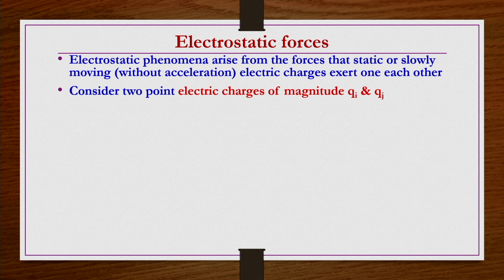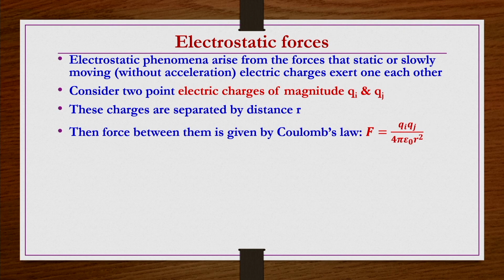They are magnitudes of point charges, and these are separated by a separation distance r. Then the force acting between them, we can know through Coulomb's law, that is F is equal to Qi Qj divided by 4 pi epsilon naught r square. What we understand is that it is inversely proportional to r square.